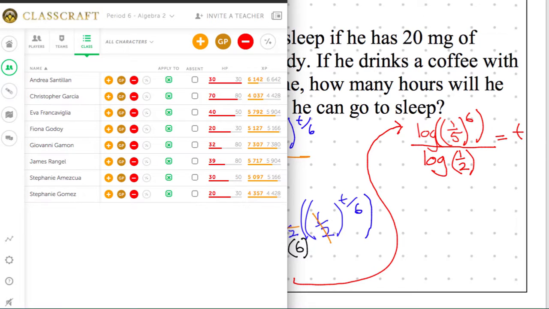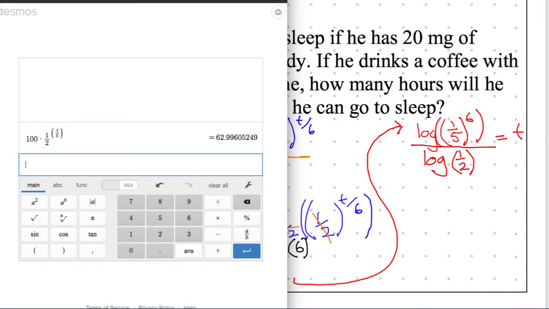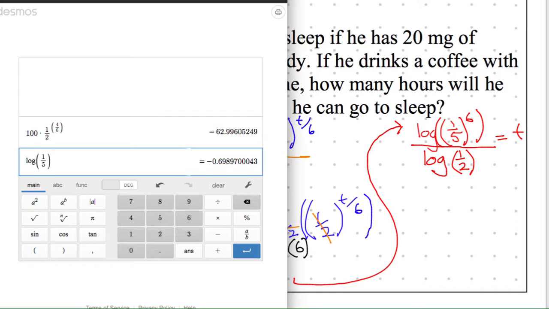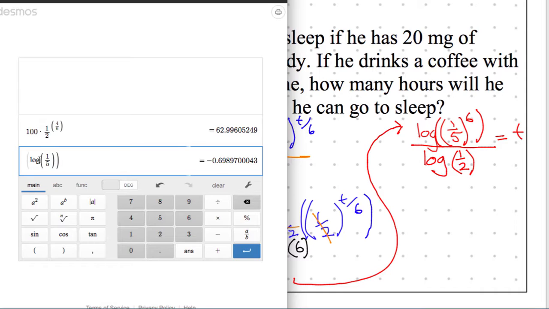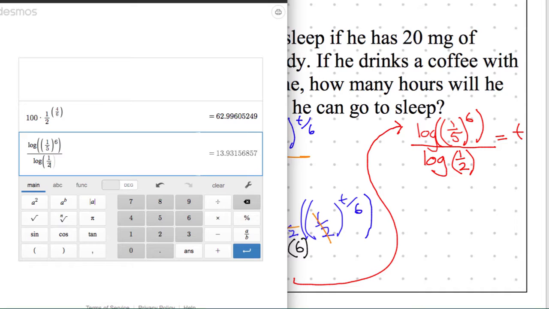And this is the part where we enter it on our calculator. So if I come over here, go to Desmos, that was good, that was the last problem. So I'm going to say log of 1/5, and that 1/5 was to the power of 6, let me get my parentheses set up here. That all is going to be divided by log of 1/2.